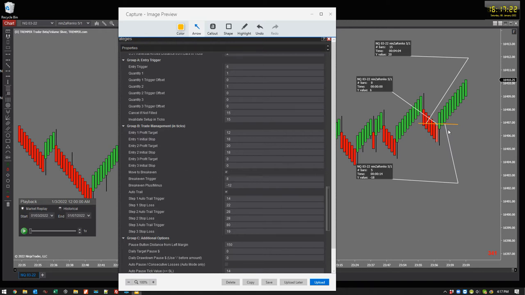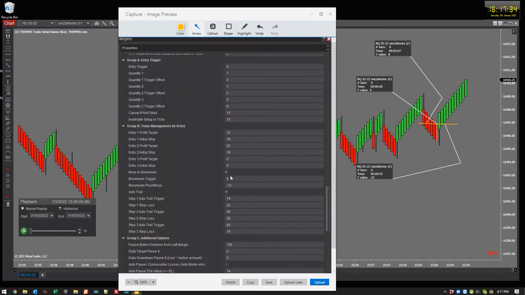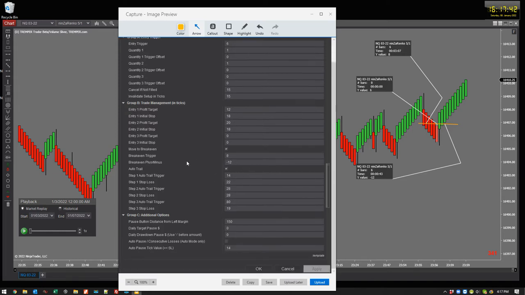So, moving on, I have move to break even on. That means at 8 ticks from my trigger line, it's going to move, what was it, I think negative 12 ticks. So that's going to move to negative 12 ticks from the entry trigger. When I get here, my stop's going to go there. And that's just a one and done kind of thing.